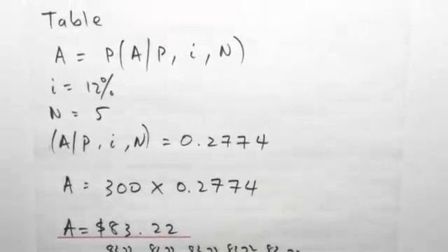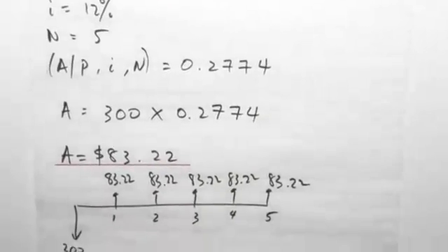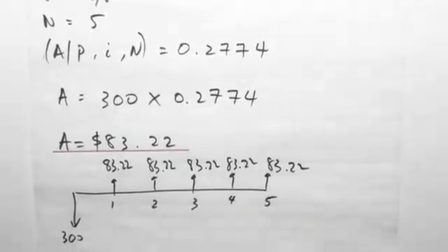$83.22. So if we were to draw the cash flow diagram with the annuity amount, we can see that if we pay $300 today, we want to get $83.22 for 5 years.